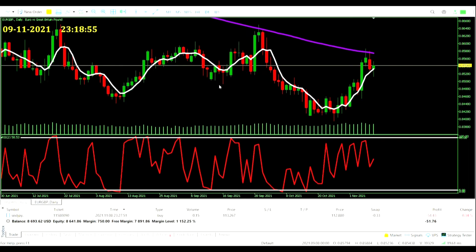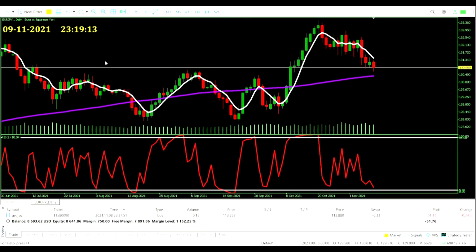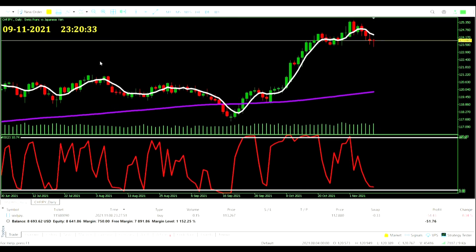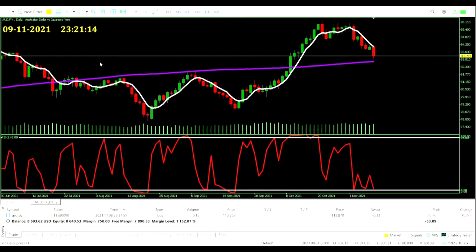Might get the Euro Great British Pound taking another run at 95 soon. Euro Japanese Yen almost coming with the signal, RSI down at 10.04, and we might see a few like this. Yeah, Swiss franc Japanese Yen almost doing it as well, RSI 10.72 if you see a red day there. But we are back in the US dollar to get us there against the yen for now. Australian dollar yen RSI at 8.08. Same situation, although price is close to the moving average here. Would be in danger of getting that signal filtered out.